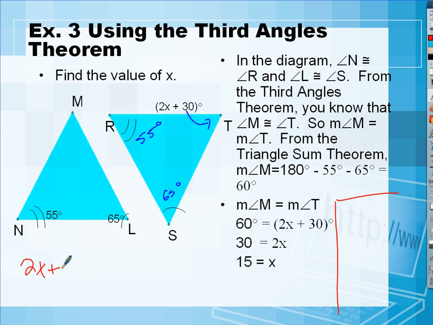2x plus 30 plus 55 plus 65 equals 180, well, I could just subtract all that stuff away to the other side, couldn't I? 55 plus 65 is, no, 120. Plus 30 is 150. So if I subtract 150 from both sides, I'm just left with 2x over here and 30 over here. So what's x? 15, sure. No big deal. Okay.